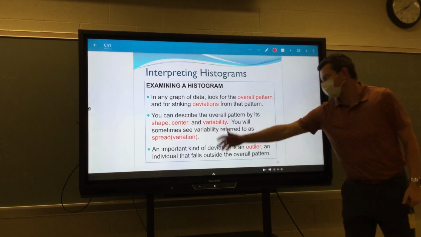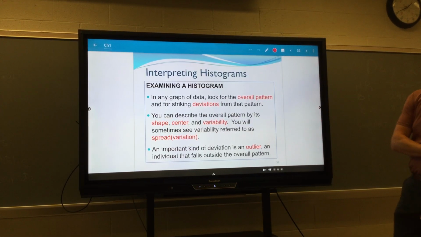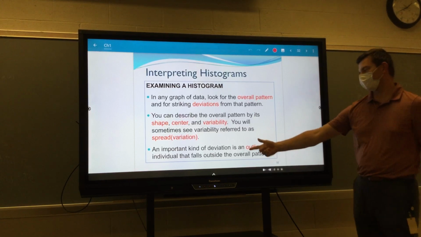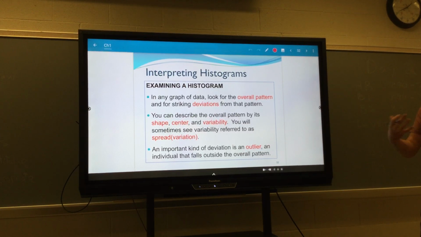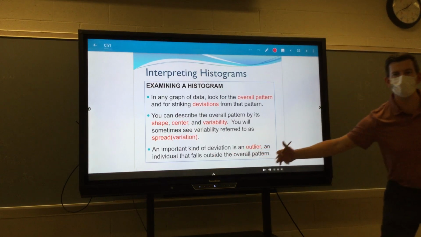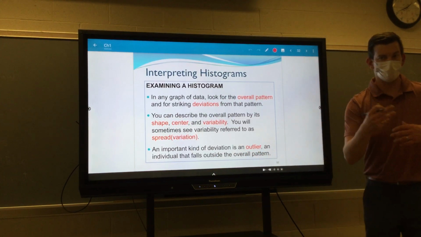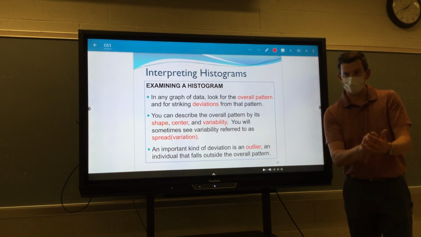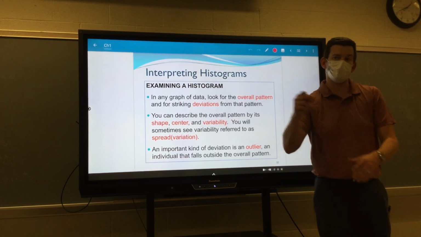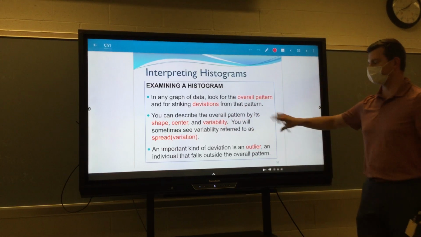All right, sometimes we'll see variability referred to as the spread. An important kind of deviation is an outlier. An outlier is an individual that falls outside the overall pattern. This is a very general definition of this term that we're going to get more precise with a mathematical interpretation, like you calculate whether this is an outlier or not. Okay, we'll get to that.